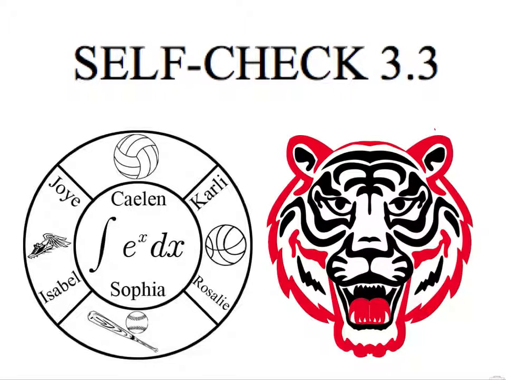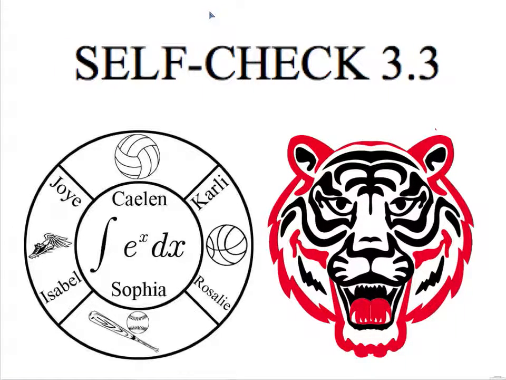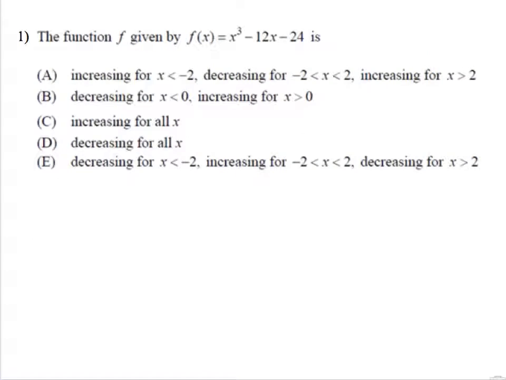All right, this is going to be AP Calculus Self-Check 3.3. So let's go over problem number 1. There are 5 problems, 10 minutes. You guys know the deal.